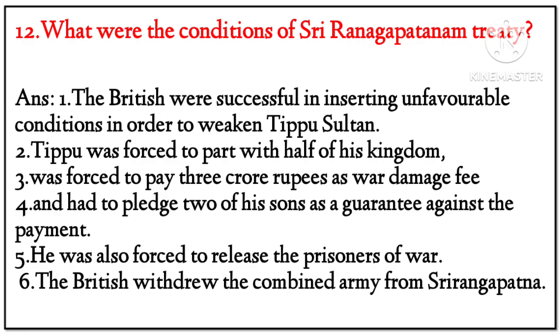Next, 12th question. What were the conditions of the Srirangapattanam Treaty? Answer. The British were successful in inserting unfavorable conditions in order to weaken Tipu Sultan. Tipu was forced to part with half of his kingdom, was forced to pay 3 crore rupees as war damage fees, and had to pledge 2 of his sons as a guarantee against the payment. He was also forced to release the prisoners of war. The British withdrew the combined army from Srirangapattanam.